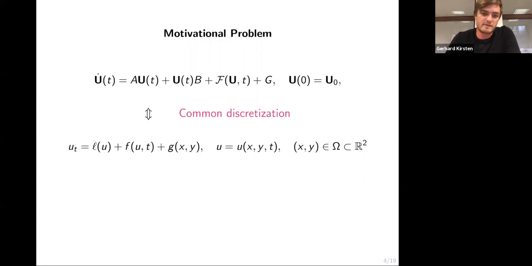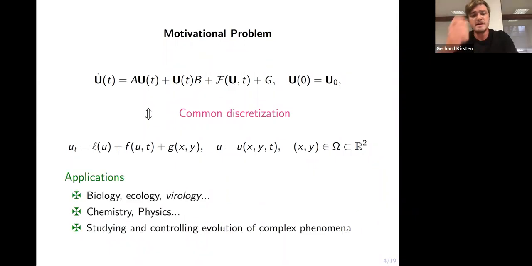In the article that we wrote, we were looking at this entire equation and how to form a reduced order model of that. But today we'll only focus on the term f of u comma t. Of course, the application of this type of equations is very wide: biology, ecology, virology, and it continues, because it's basically anything that studies and controls the time evolution of some complex phenomena.